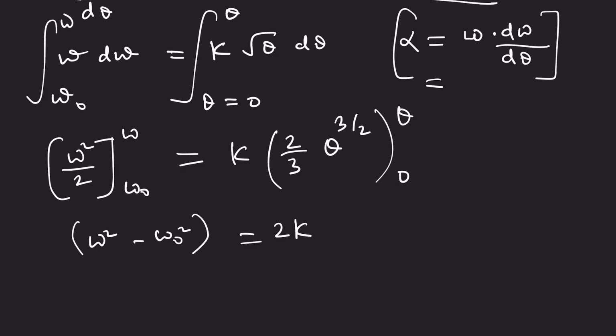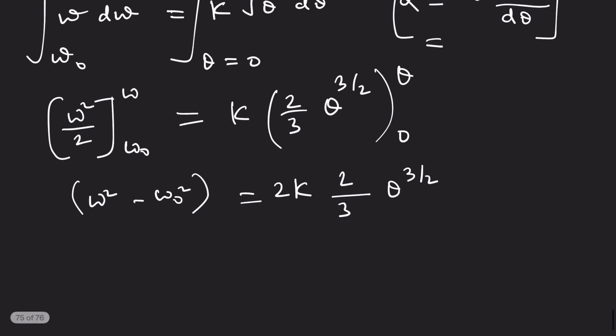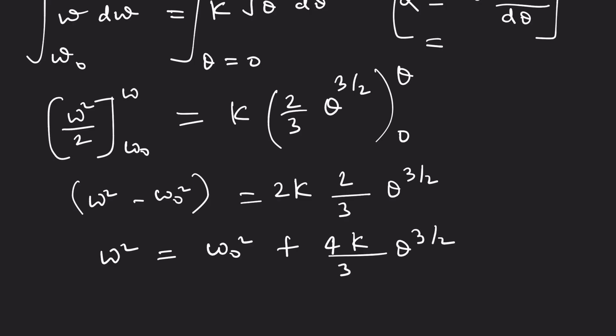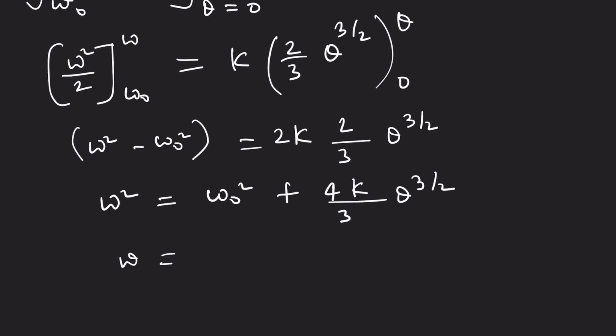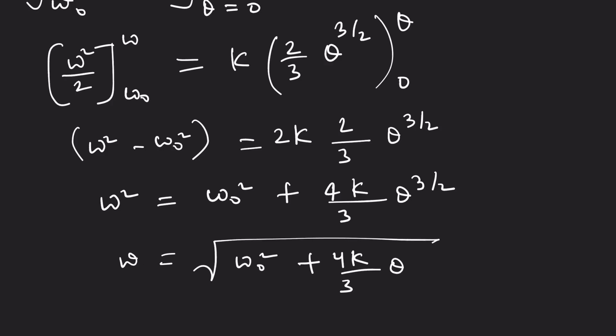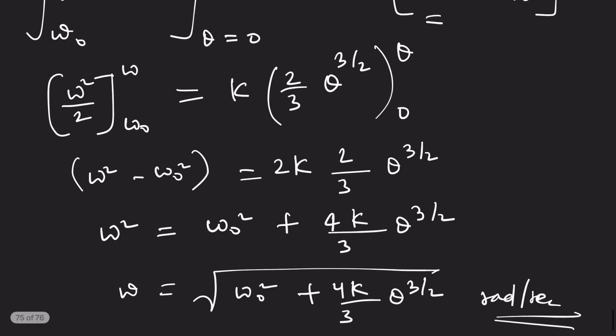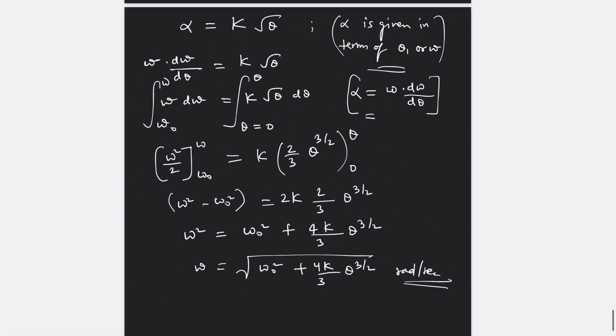by 2k into 2 by 3 theta power 3 by 2 minus 0, so that we can leave directly. So we can say omega square is equal to omega naught square plus 4k by 3 theta power 3 by 2. So omega is nothing but the square root of omega naught square plus 4k by 3 theta power 3 by 2 radian per second, whatever the unit is given, you can use that. So that would be the answer of this problem.